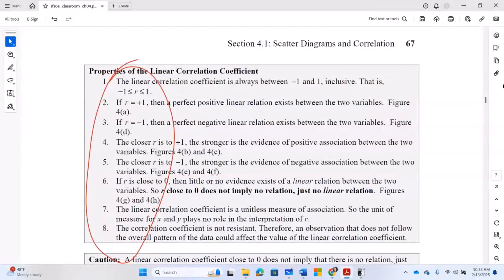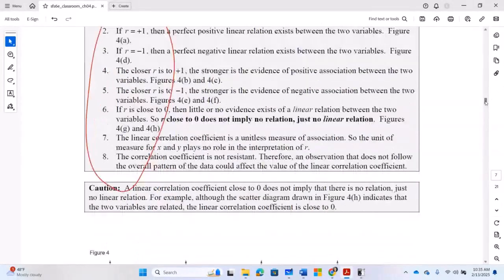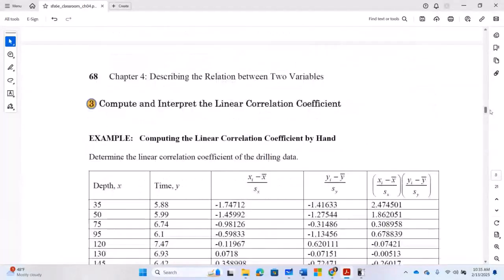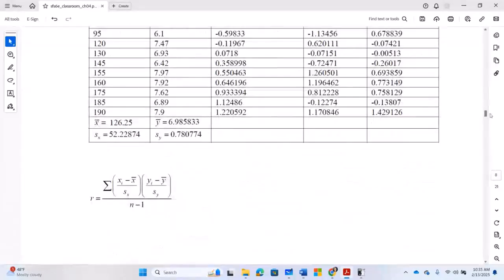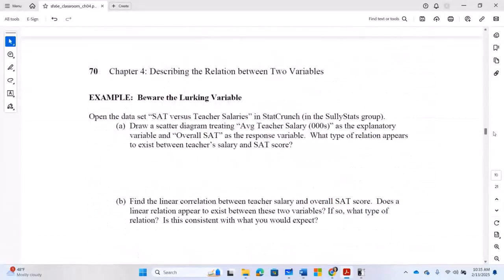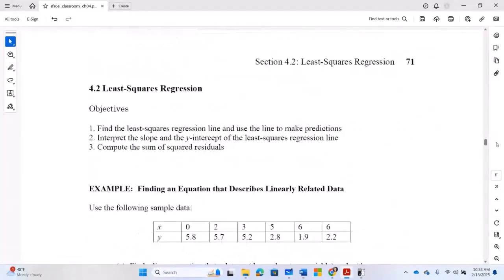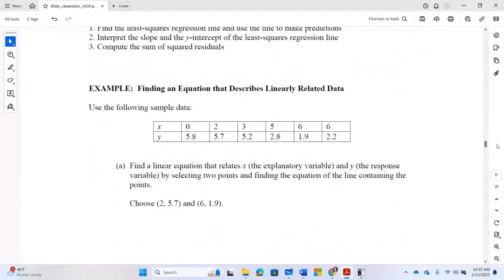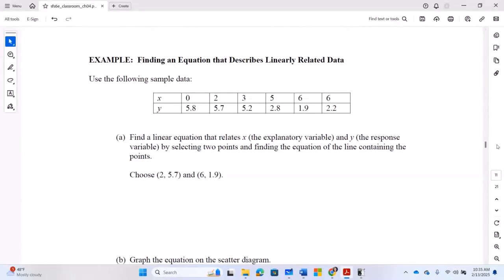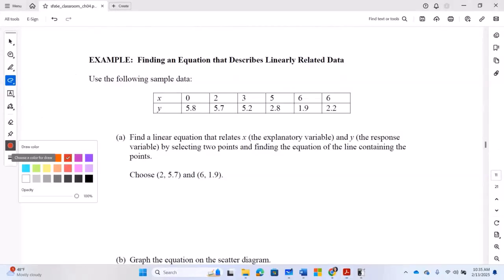Okay, so I am going down to get another question which we can use to find the coefficient of correlation. All right, so let me use this one. Finding an equation that describes linear relations. So I want us to look at this table here. Let's look at the table here.